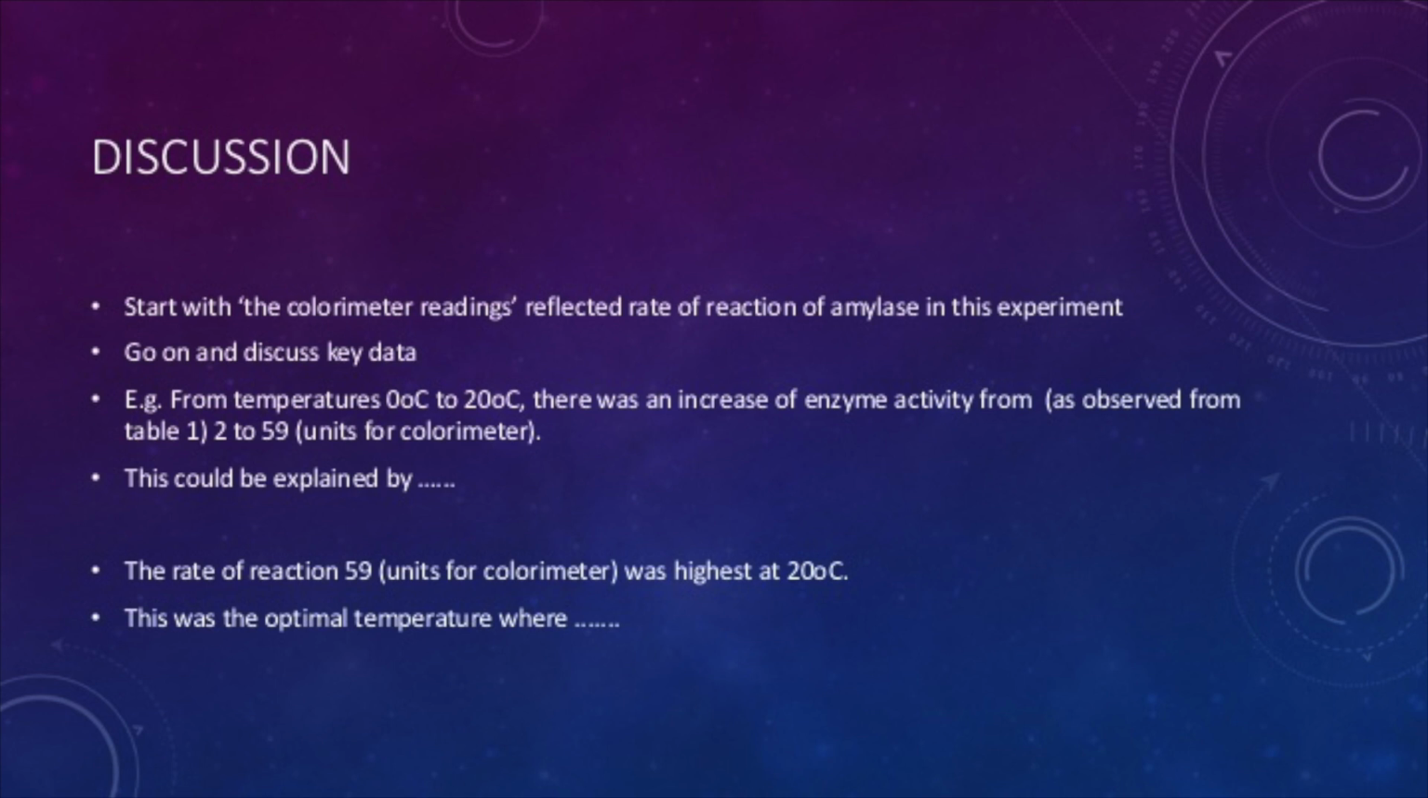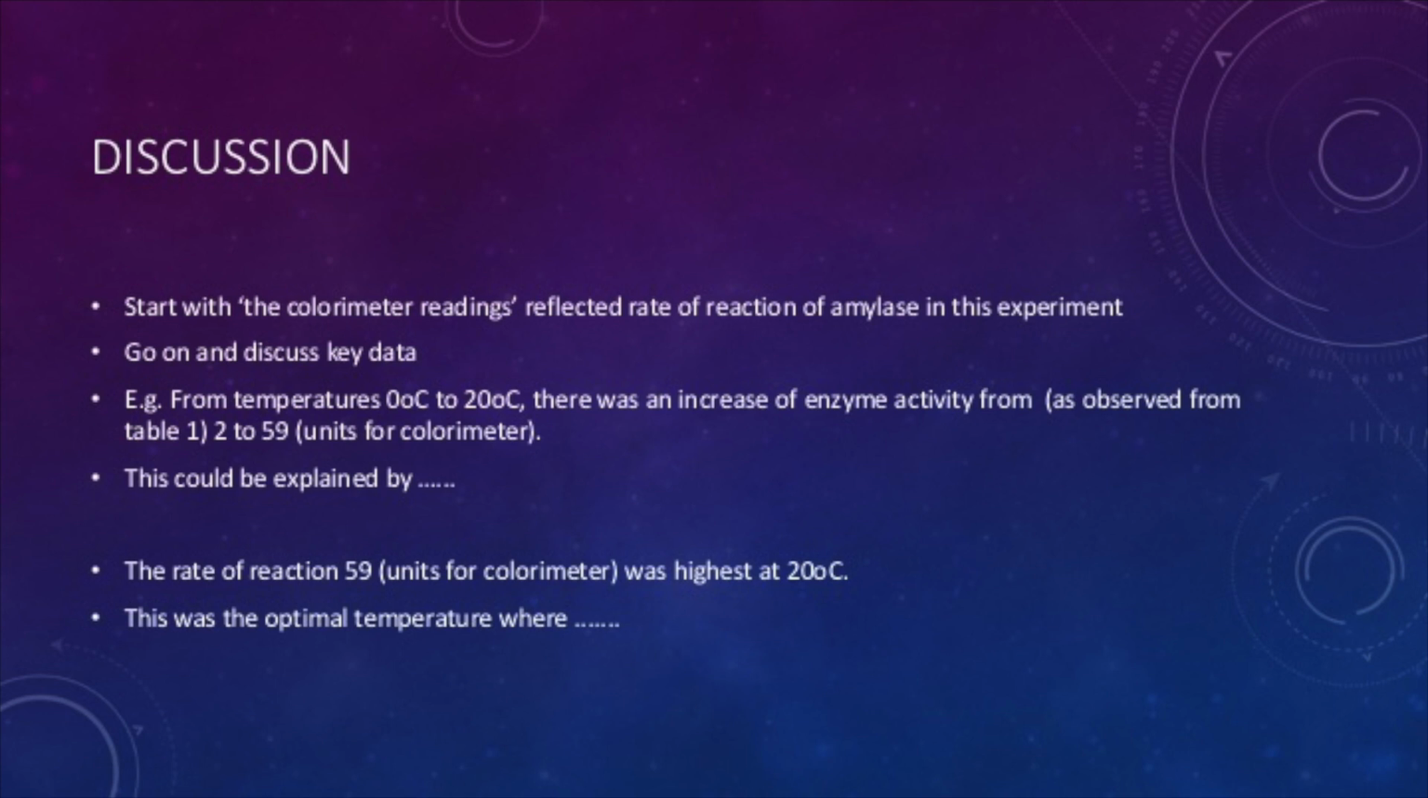Remember in your discussion, it's always a good idea to quote values in your graphs or your tables. For example, you could say from temperature 0 degrees Celsius to 20 degrees Celsius, there was an increase of enzyme activity from 2 to 5 units for the calorimeter. Note that I've included here in brackets, as observed from table 1. So in this case, you're giving very clear indication of where you're getting your data from.